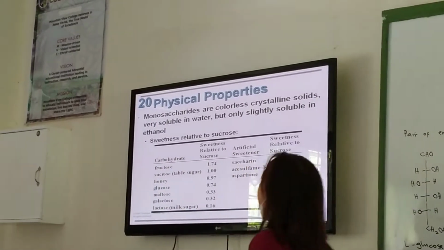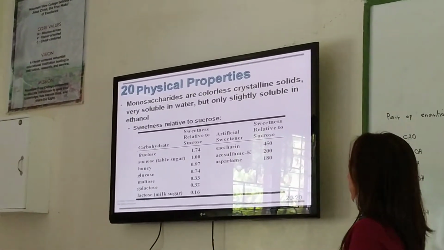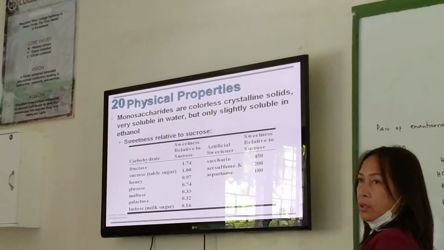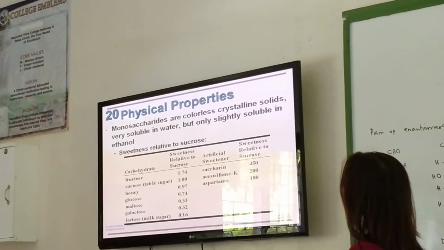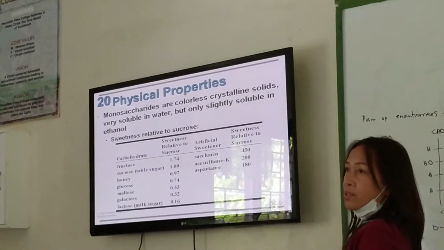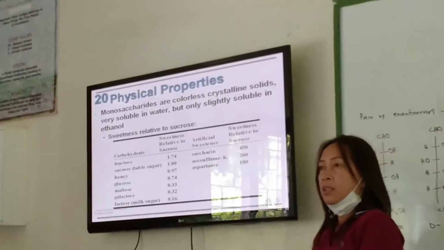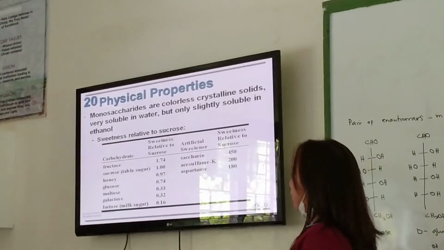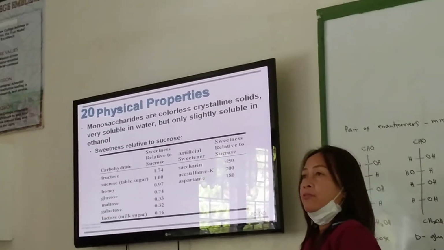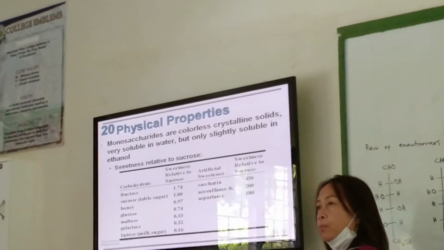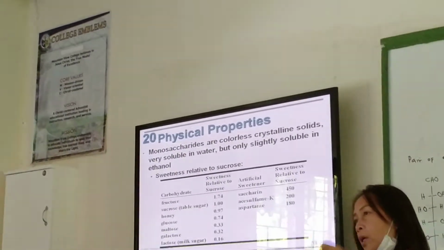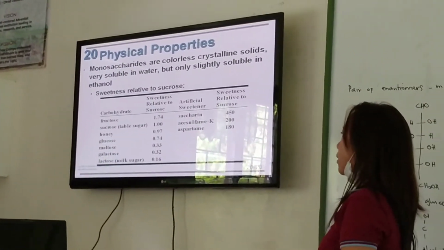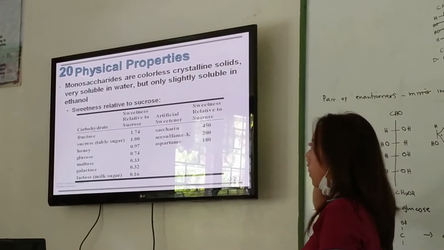Okay, now we have these physical properties of monosaccharides. Monosaccharides are colorless. You cannot see colors. Any color, it's colorless, without color. And they are crystalline solids. As you have noticed in our table sugar, they are crystalline solids. And of course, they are very, very soluble in water. So when you place your table sugar in water, they will be dissolved. And they can also be dissolved in ethanol, but only slightly soluble.